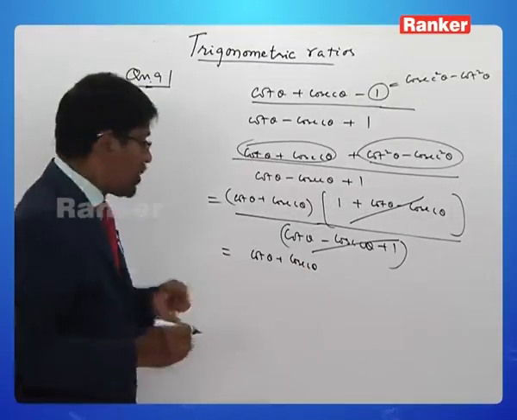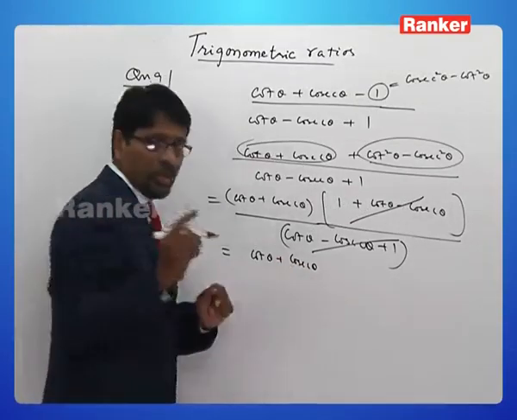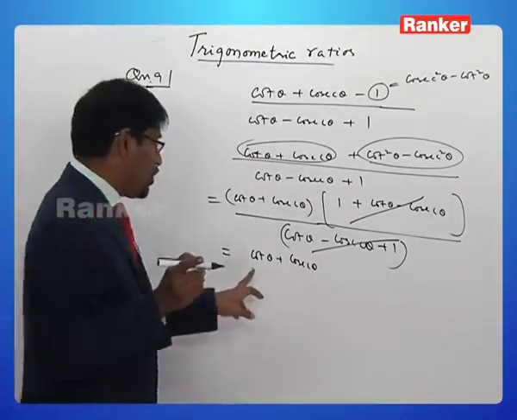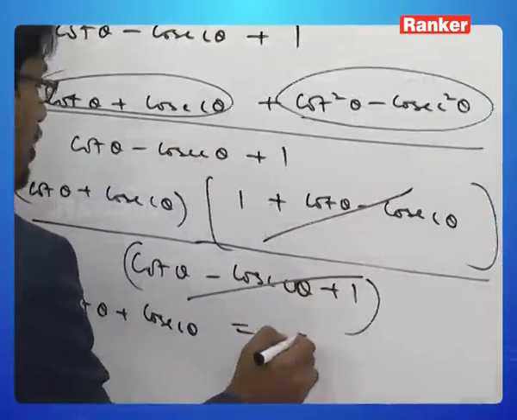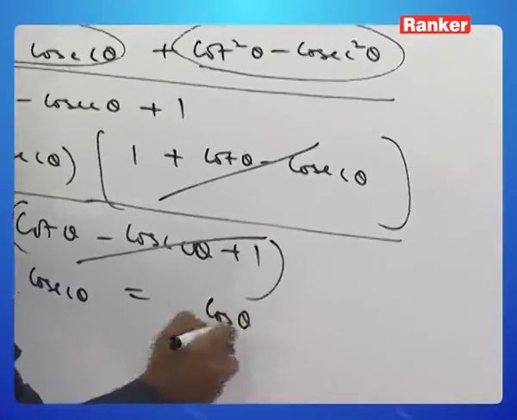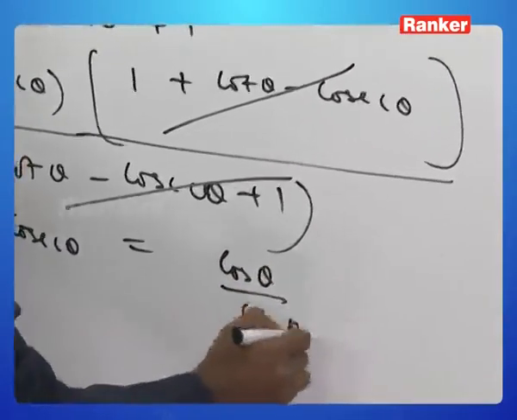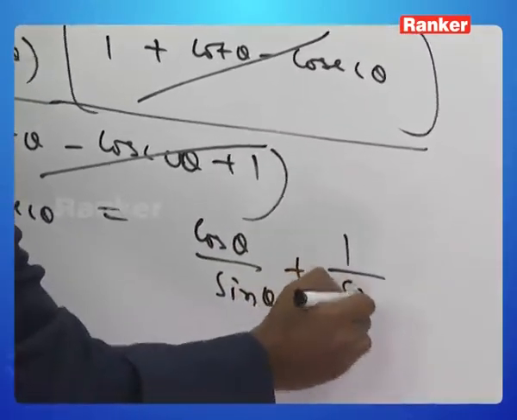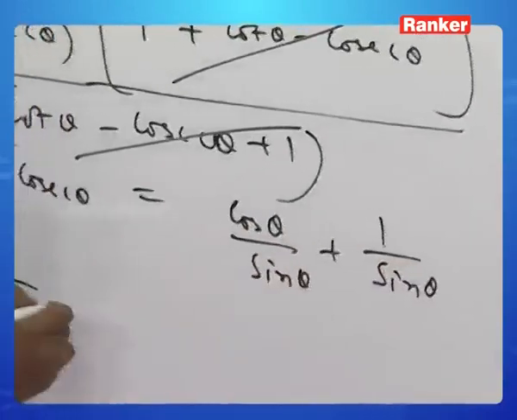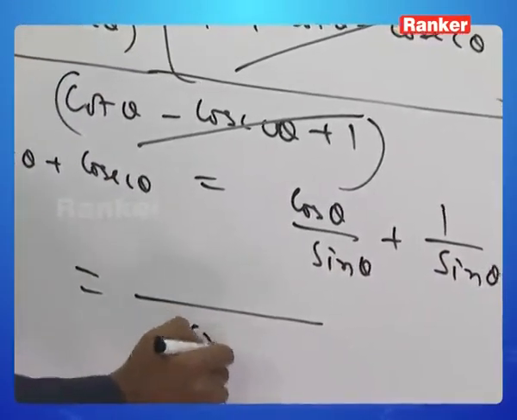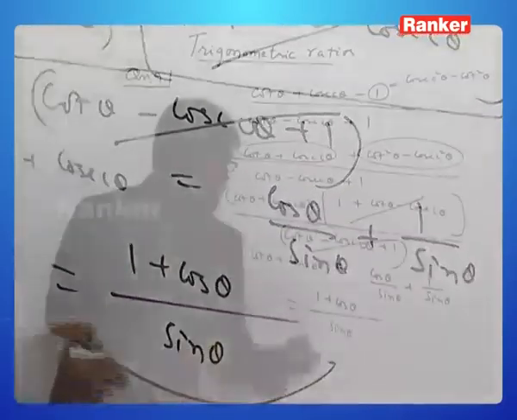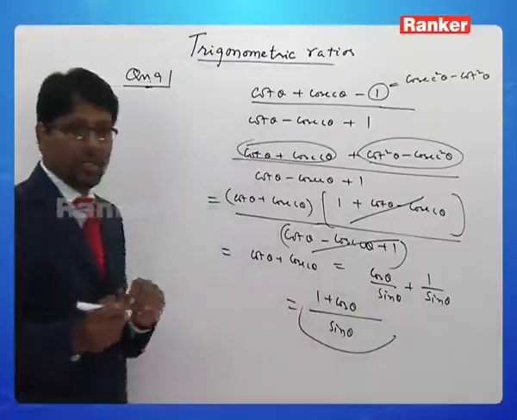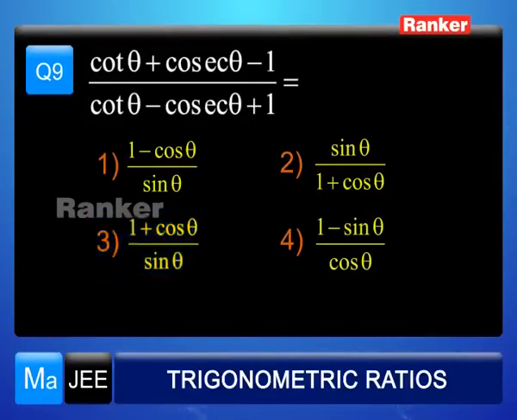This cot theta plus cosecant theta, now if you see the options are in terms of cos and sine. Therefore, let's convert this into cos and sine. Cos theta by sine theta plus 1 by sine theta. So taking sine theta as the LCM, what do we have? 1 plus cos theta by sine theta. Therefore, option 3 is the right option.